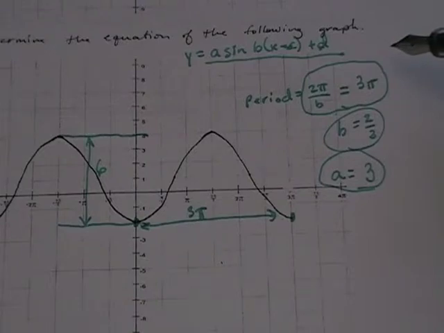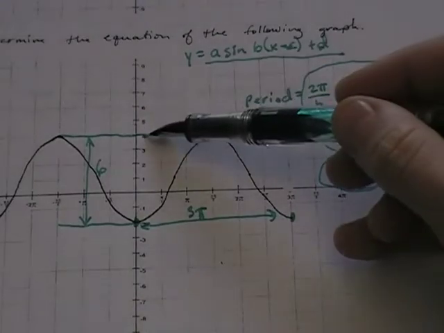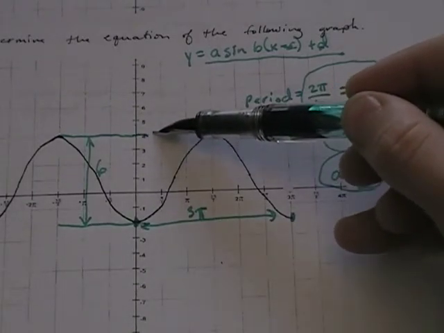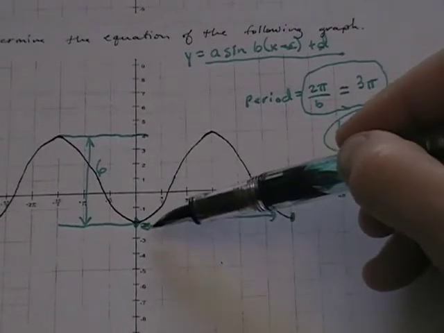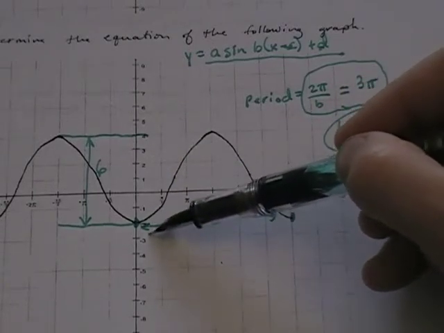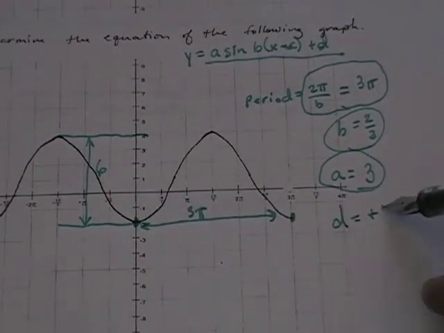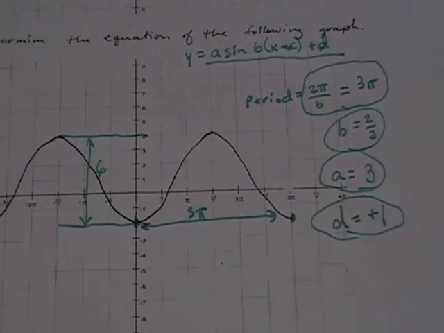What else can we do? Well, problem. If this is 3, then it should go to 3. It goes to 4. That's 1 above where I said it should go. Here it should go down to -3. Well, it only goes to -2. That's 1 above where I said it should go. So our D term is a vertical shift of +1. It's been shifted up 1.